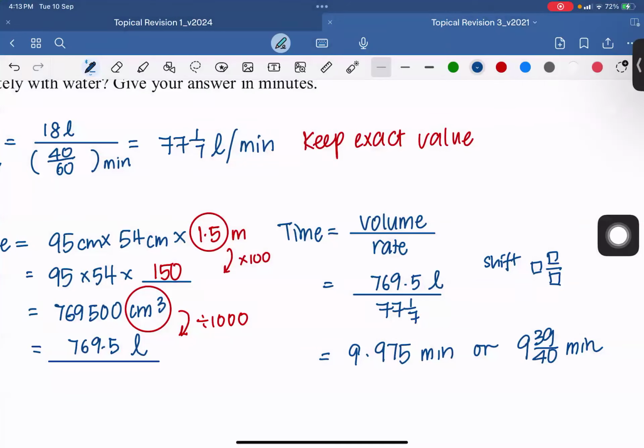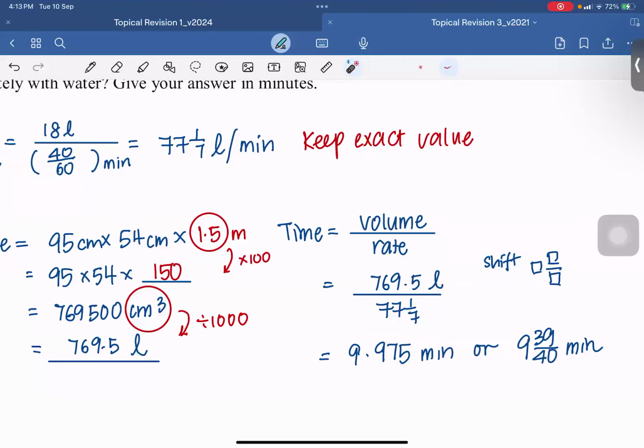Okay, can y'all check whether this is the correct answer? Now, if you do not keep your exact value just now and you write in 5 SF, this answer will not be as accurate as possible. All right, so in this case, you should keep your answer as accurate as possible.